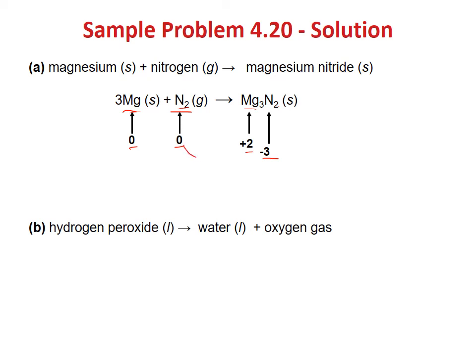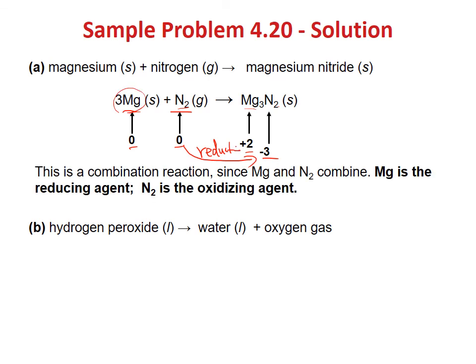Okay, for nitrogen, the oxidation number decreases, it gains electrons, so nitrogen is reduced. The reaction is a reduction. Because nitrogen is reduced, magnesium is the reducing agent. It reduces nitrogen gas to nitride. Similarly, magnesium is oxidized, so its oxidation number increases. Magnesium is oxidized, and nitrogen is the oxidizing agent.